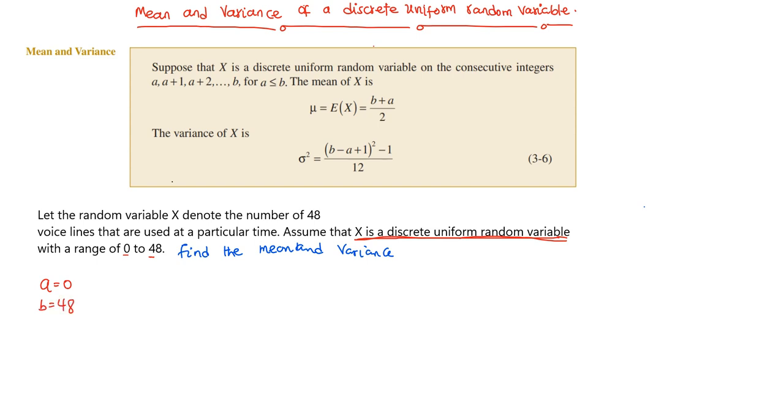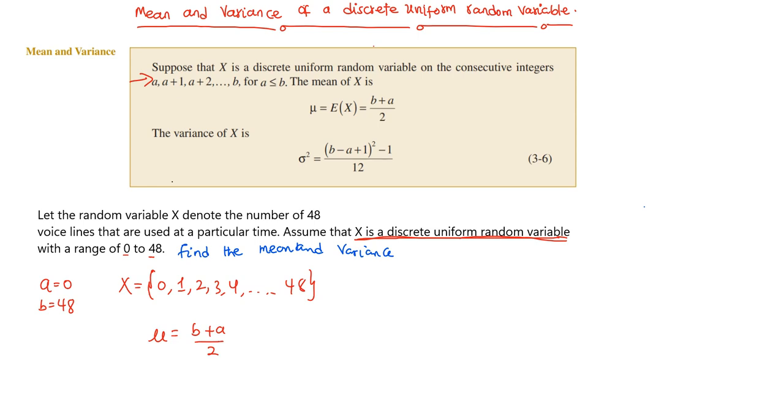So if you want to list the possible values of x, then they are going to be 0, 1, 2, 3, 4, all the way to 48. Okay, so those are going to be the possible values of X. That's what the definition was saying. So if you have x to be a discrete uniform random variable, and you're asked to find the mean, then the mean is equal to (b plus a) over 2.